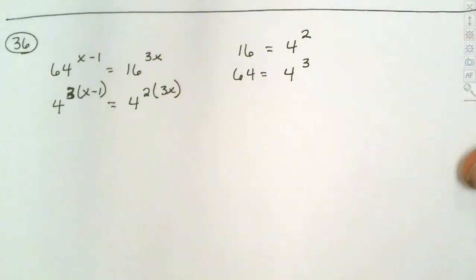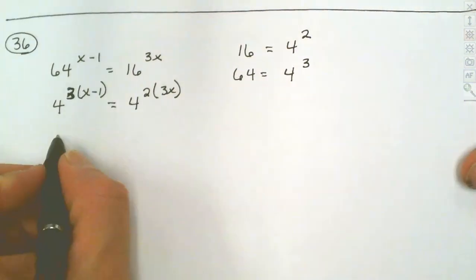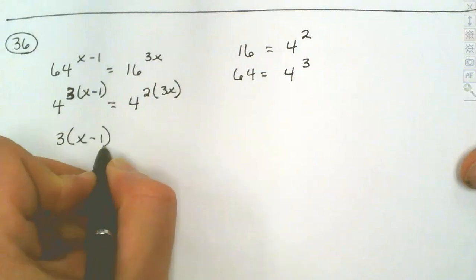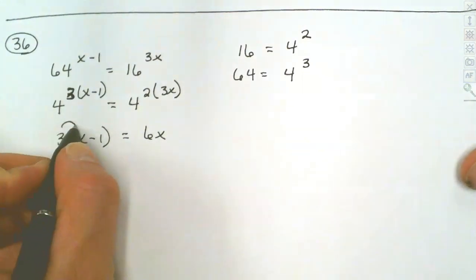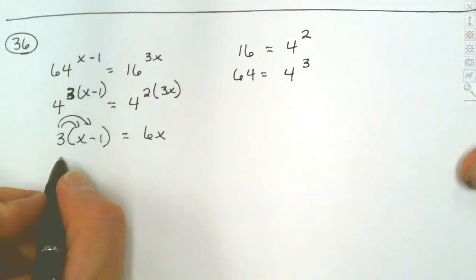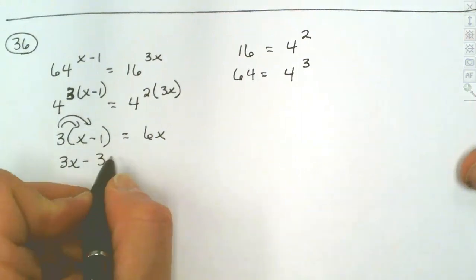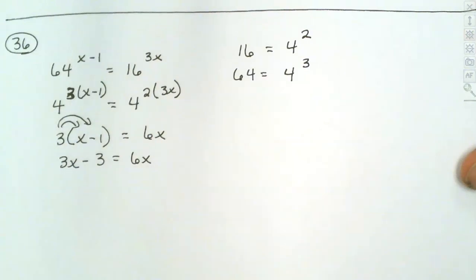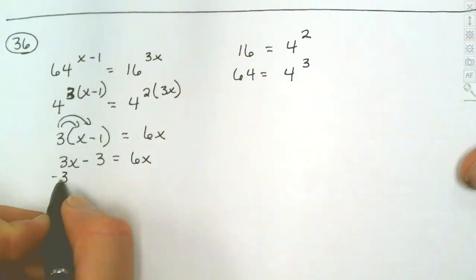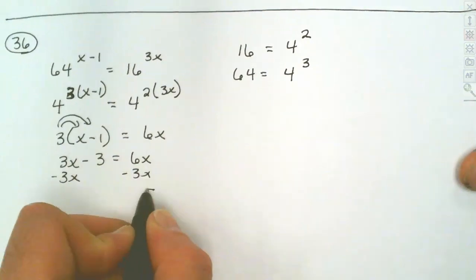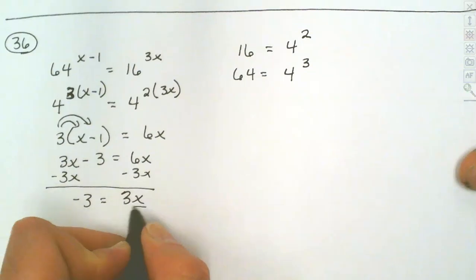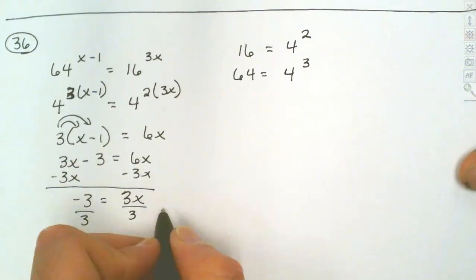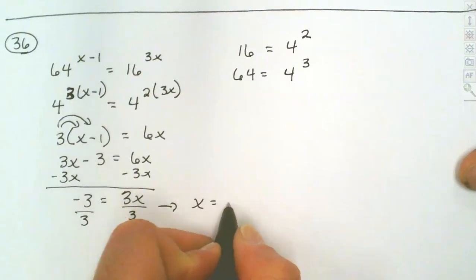Now the bases are the same, so the exponents must be the same as well. And we know that 3 times 2 makes it that 6x. We can solve it by distributing our 3 through again. So that's 3x minus 3 equals our 6x. Move that 3x over. And minus 3 equals positive 3x. Divide by our 3. And we now have our answer to be a negative 1.